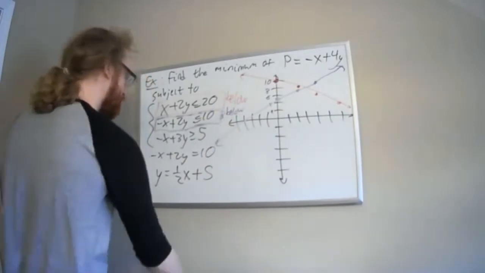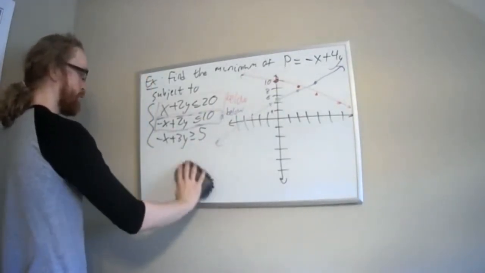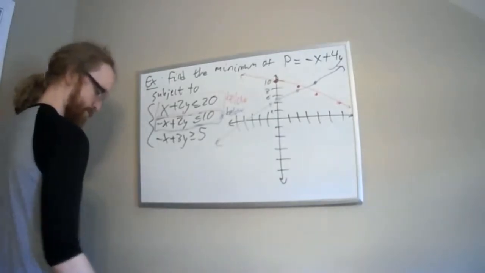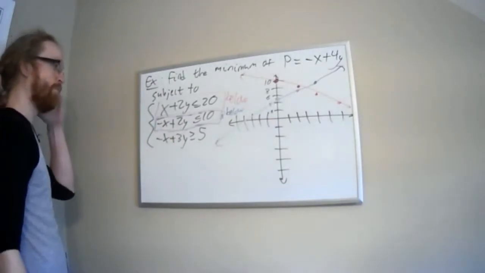Now it seems to be working better. I don't know what's going on with these markers. So I'm shading below the red line and below the purple line. Again, I could find that by testing a point, plug 0, 0 into this. Again, I'll get something that's true.